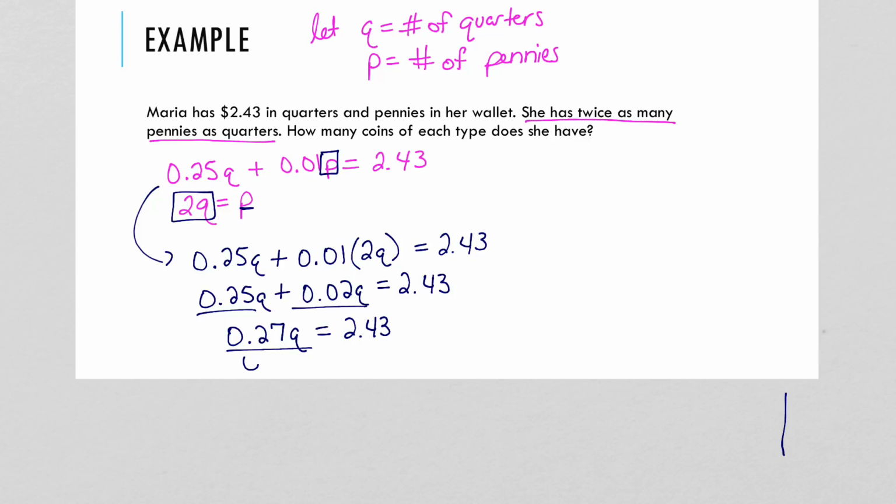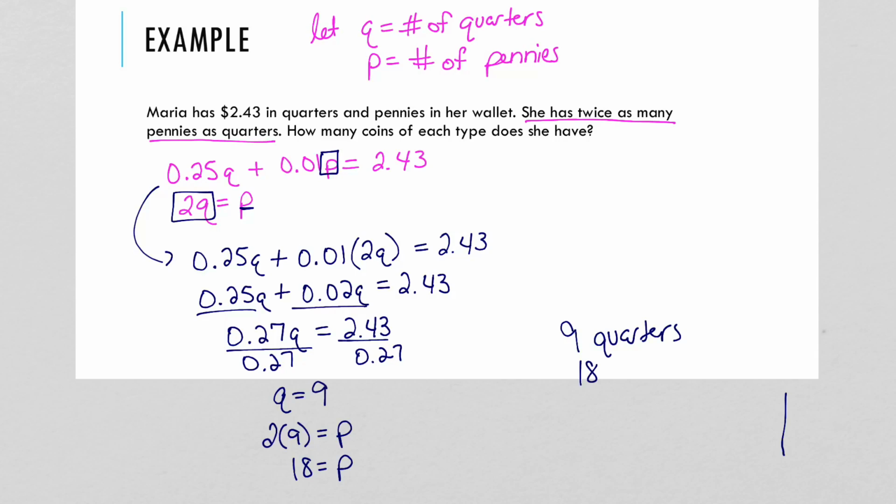And now I'm going to divide by 27 cents. And I get Q is equal to 9. That means I have 9 quarters. So if I have 9 quarters, I double that to get my pennies. So I have 9 quarters and I have 18 pennies. And that's my final answer.